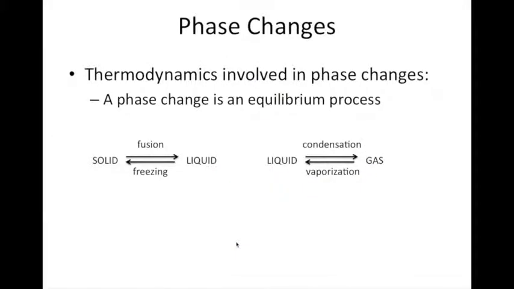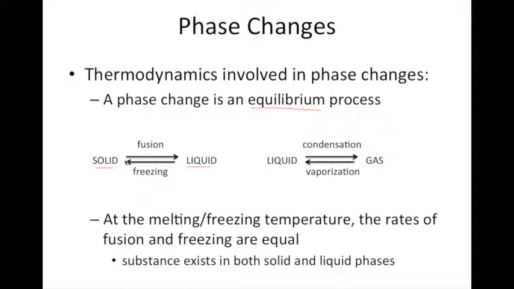So let's take some time and discuss the thermodynamics involved when a substance undergoes a phase change. The first thing we want to appreciate is that a phase change is an equilibrium process. So let's look at this one first. When a substance is going from a solid to a liquid or a liquid to a gas, when it's melting or freezing, the rate of fusion and freezing are equal. So let's use water as our example.